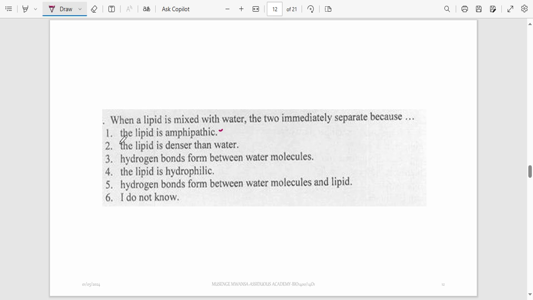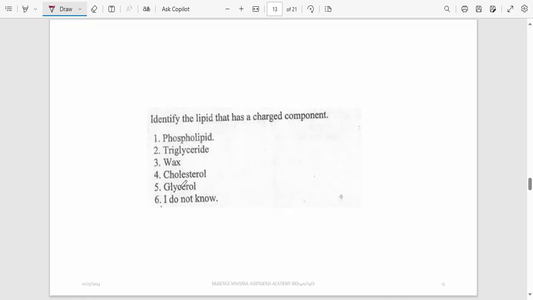First one. Okay, so this is the answer. The best, if hydrophobic was there, I would have picked hydrophobic. But amphipathic covers both hydrophobic and hydrophilic, so that would be the best.